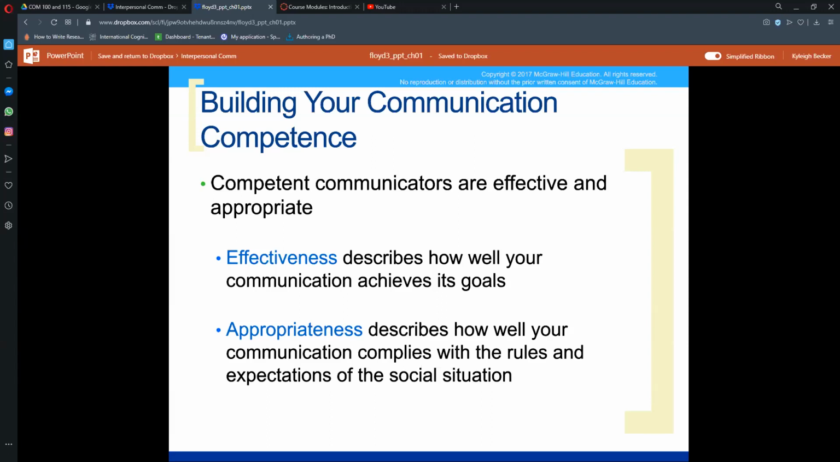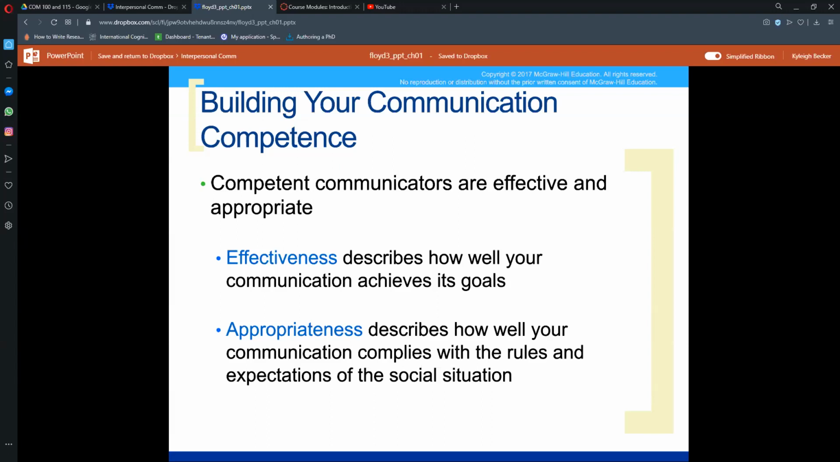So how can we build our communication competence? If you're a competent communicator, you are effective and appropriate. When you're effective, it's asking, did your communication achieve its goal? If I was trying to sell this pair of shoes, was my communication effective? I can show this by, yes, I sold this pair of shoes to the customer.